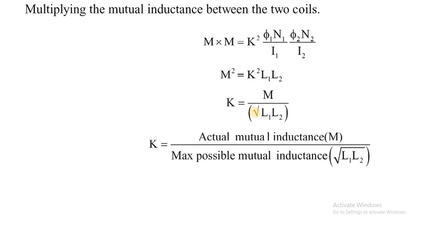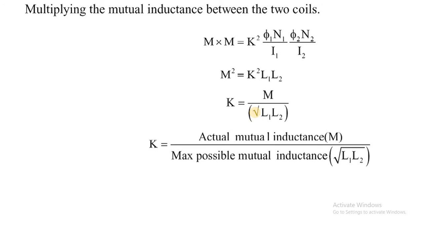They'll give you the value of M, the value of L1 and L2, and they'll ask you to find out the coefficient of coupling. Or they'll give you the percentage fraction of flux phi 1, and they'll ask you to find out the coefficient of coupling. It means 100 flux lines are there by coil A and 50% flux lines are going to be linked with coil B. So what is the coefficient of coupling?